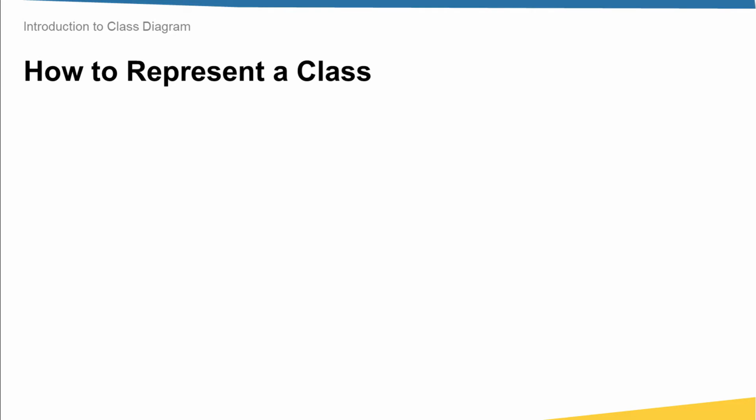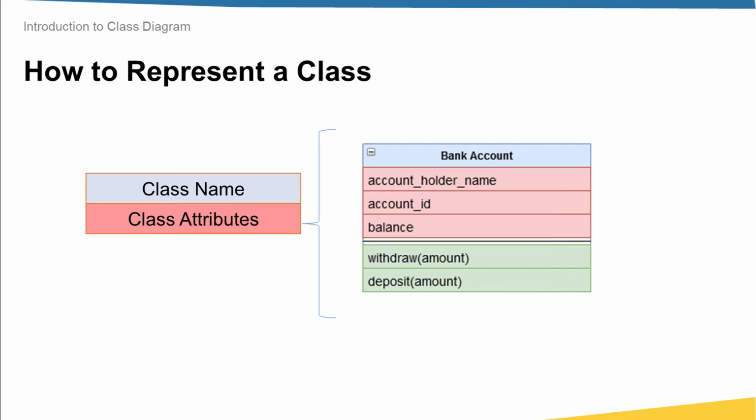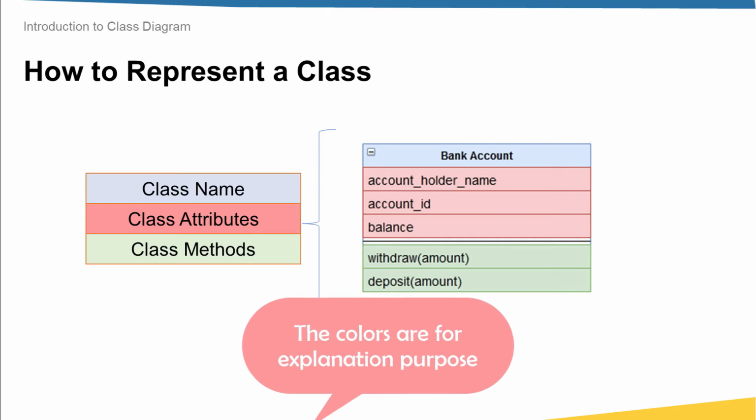The key component in the class diagram is the class itself. How to represent this class inside the class diagram is quite simple. All we have to do is just draw a box like this. The first part of this box is the class name. Then we list the attributes. And finally, we list the class methods in this box. For your info, the colors in this diagram are just for explanation purposes, and they are not standard.